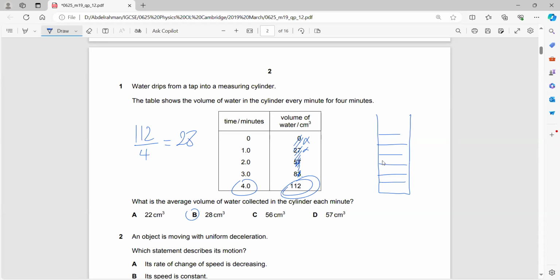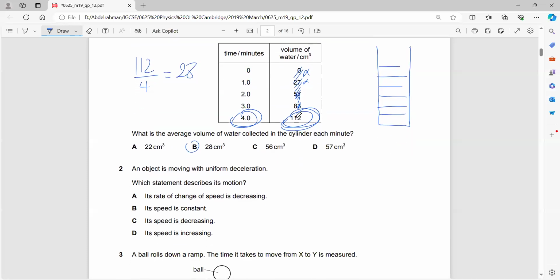Total volume over the total time. The total volume is just the final volume, and the total time is just the final time. I hope that's clear.